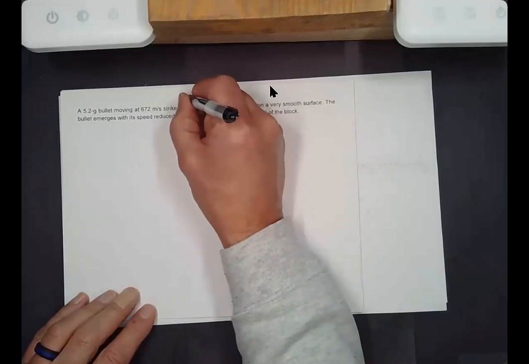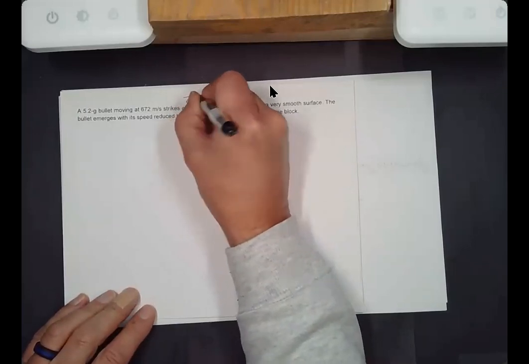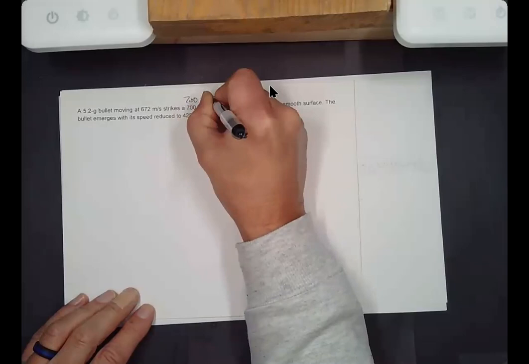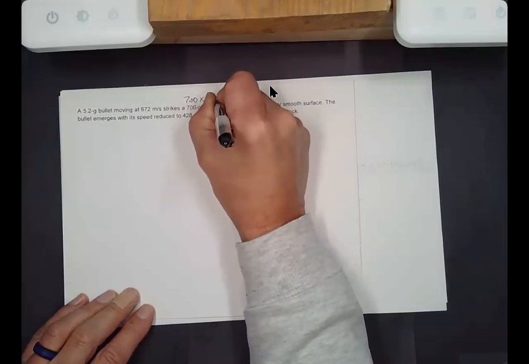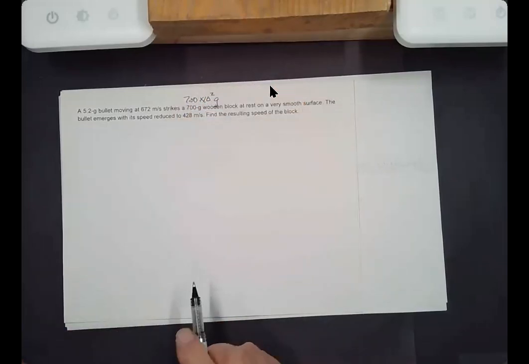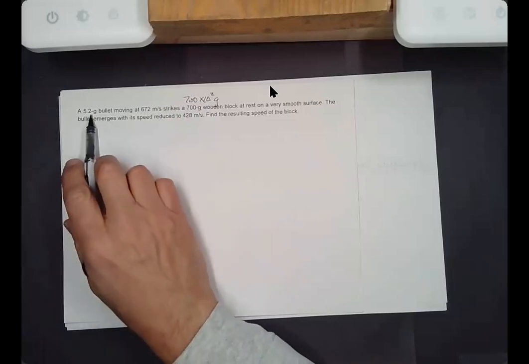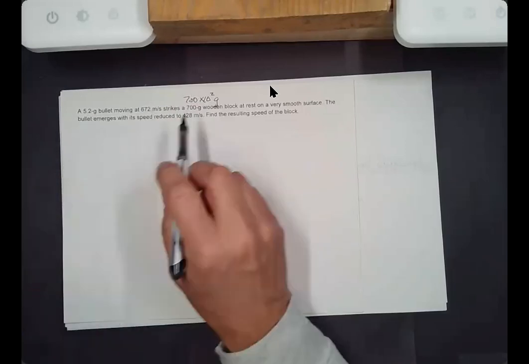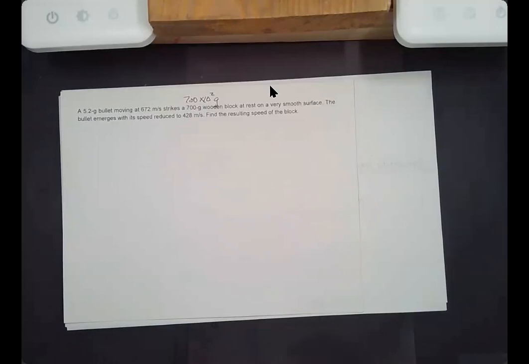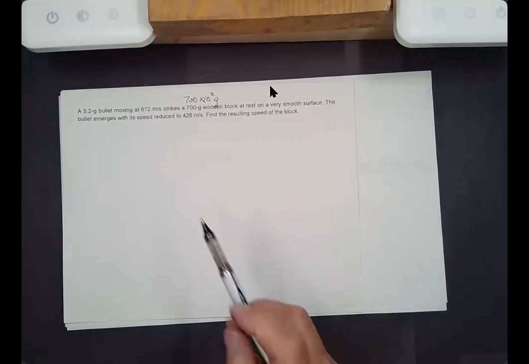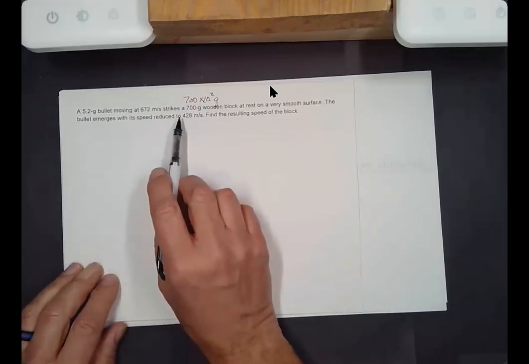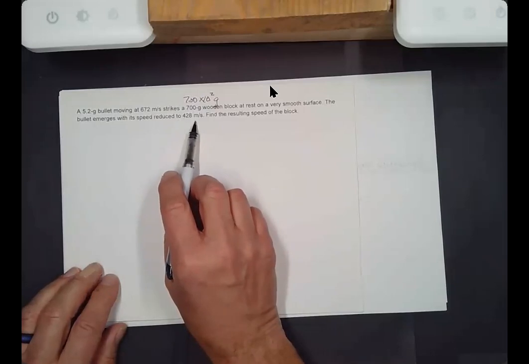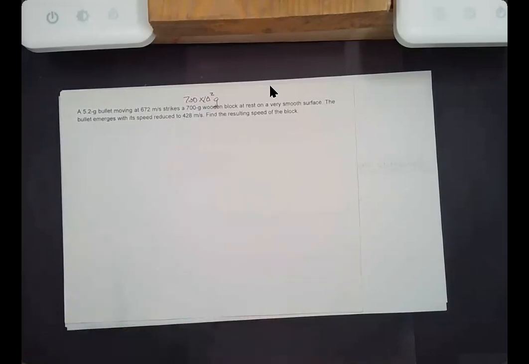Let's imagine that this thing is 7.00 times 10 squared grams. Okay, so at least we'll have two sig figs on that, and we can keep that. Otherwise, we're down to one sig fig, which isn't very interesting. It emerges with its speed reduced to 428 meters per second. Find the resulting speed of the block.